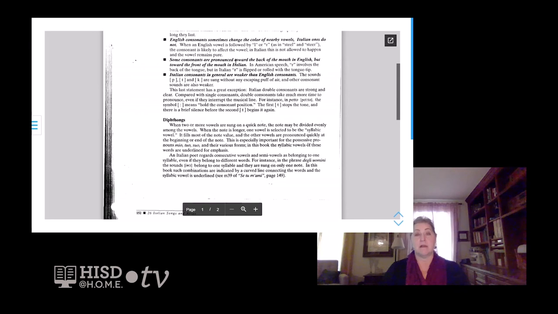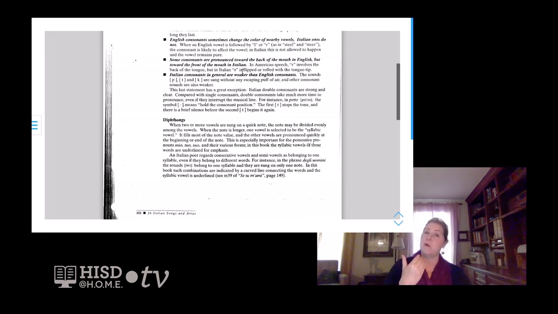Some consonants are pronounced toward the back of the mouth in English, R, but toward the front of the mouth in Italian, R. So be sure that your Italian consonants are forward and not back. When a consonant's back, the vowel's back. Are you going? Much more forward and keep that R forward.